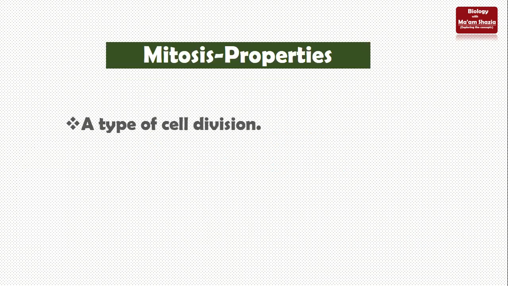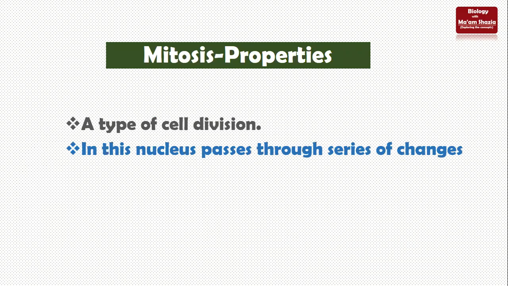Then properties. There are some specific conditions needed for the process called mitosis. First of all, it's a type of cell division. You all know that it's a type of cell division, and in it only the nucleus has to pass through specific changes, right?